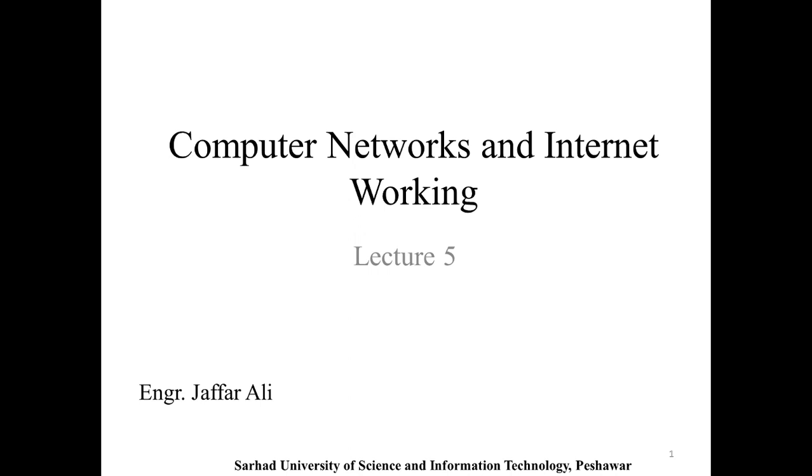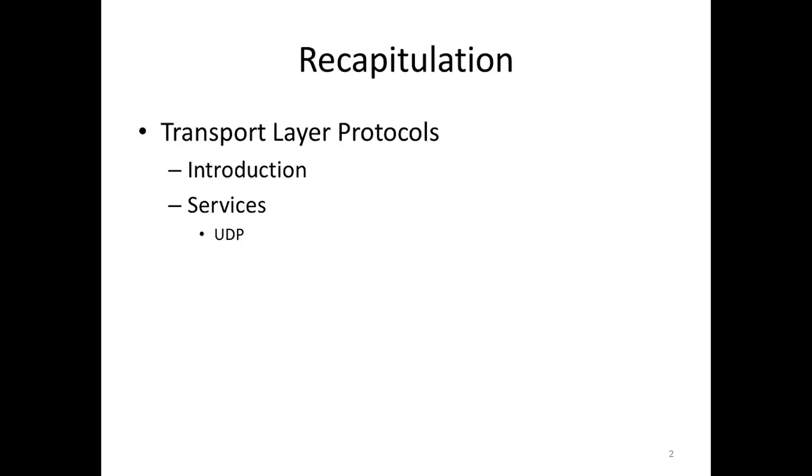So let's start with a recapitulation of the previous lecture. In the previous lecture, we discussed transport layer protocols: what the transport layer is, what protocols it uses, and we covered the introduction section. In services, we saw that there were three major services provided by transport layer protocols. The first one was UDP, which we already discussed in the previous class, and the other two were TCP and SCTP, which we will be learning in today's class.